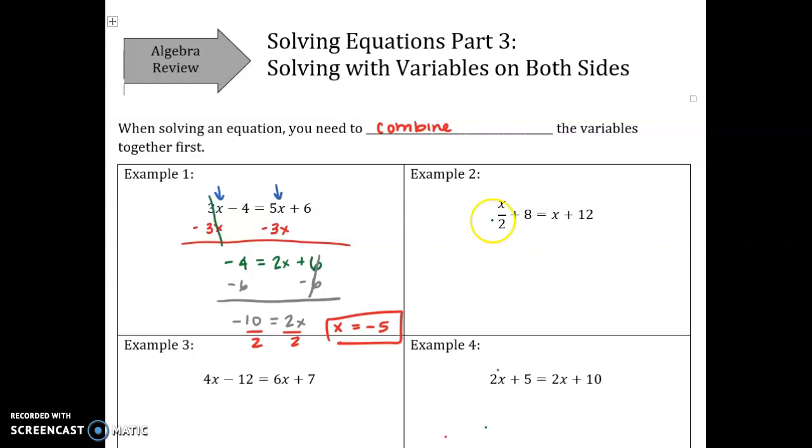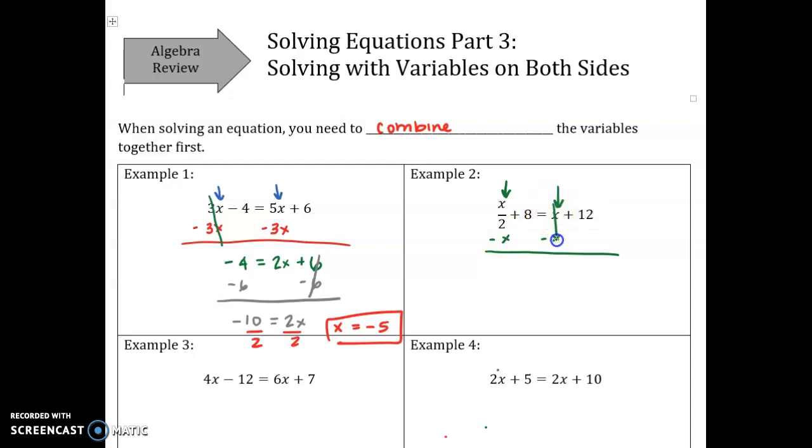In example 2, I have a fraction, but don't worry, fractions are a very common thing. We still want to combine the x's together. So this x over 2 and this x have to be combined. Since we are moving across the equal sign, we have to add or subtract. We're doing the opposite operation.